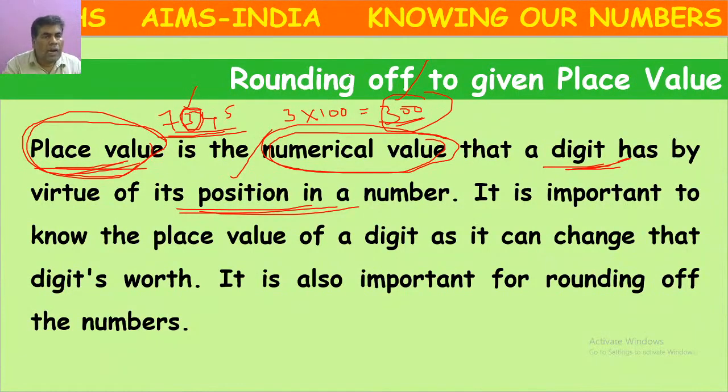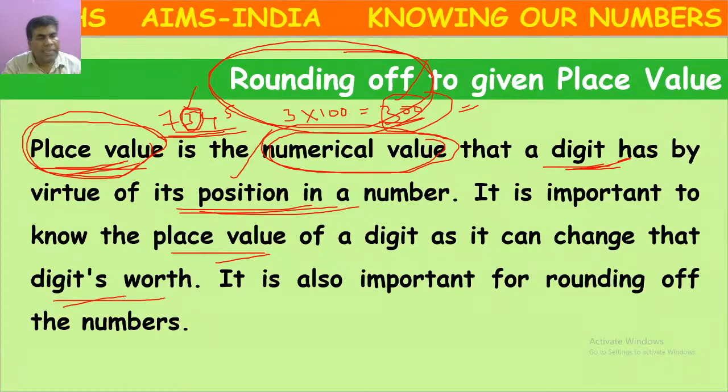For doing rounding off any given number, we have to know the place value of the digit first, or the digit's worth. It is very important for rounding off numbers. This concept is very, very easy. You can learn with the examples. No need to worry about this word, rounding off. It's a very easy topic.